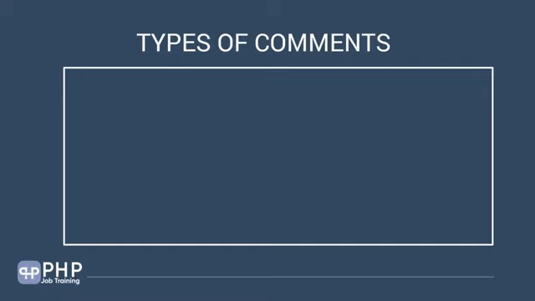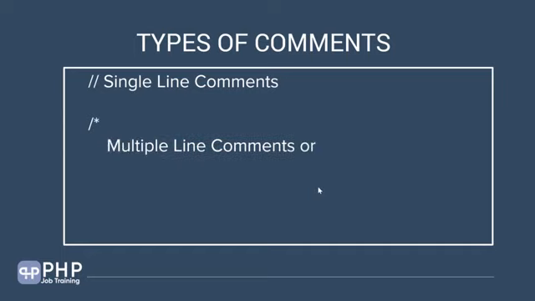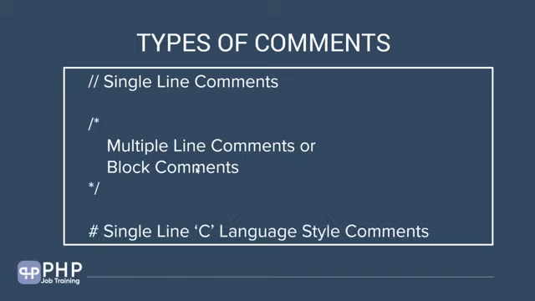So let's look at what types of comments are available. There are three types. First is called single line comments. The single line comment starts with 2 forward slashes. Then you have multi-line comments or block comments. It starts with forward slash asterisk, and it has an ending tag, which is asterisk and forward slash. This basically indicates a block. So whatever you write inside this starting and ending comment is hidden from the output.